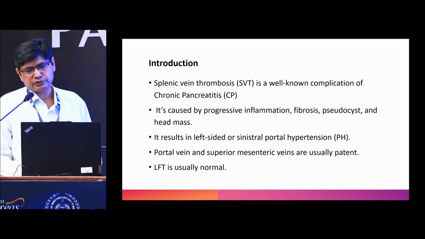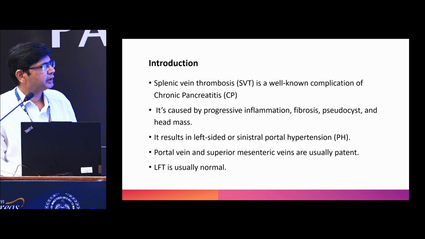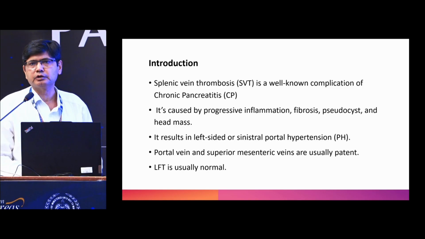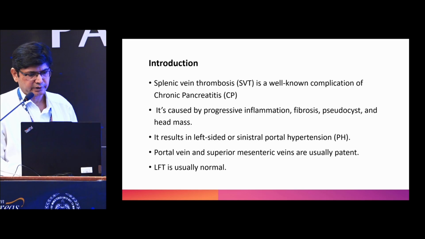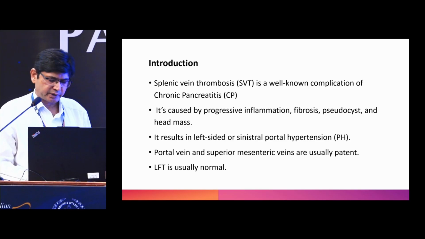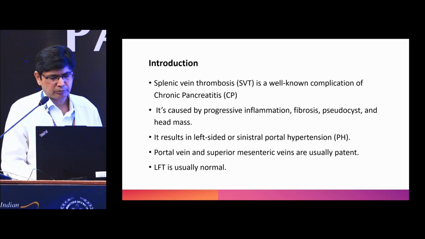Splenic vein thrombosis is not uncommon in patients with chronic pancreatitis, and its cause is usually multifactorial, initiated by inflammation, fibrosis, pseudocyst, and head mass may augment it further, and it causes left-sided portal hypertension or sinistral portal hypertension. In these patients, usually the portal vein and splenic vein are patent and the liver is usually normal. However, in some cases, they may be abnormal.